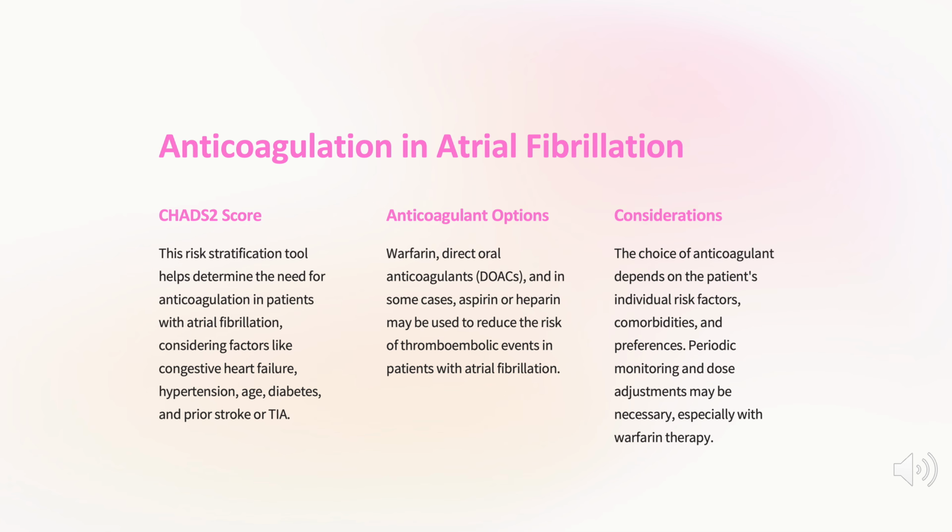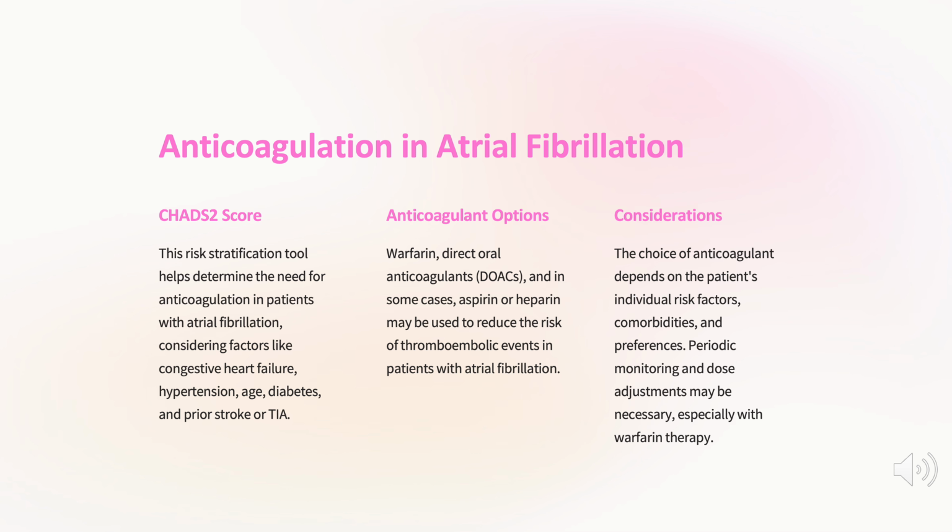Navigating anticoagulation in atrial fibrillation involves several considerations. CHADS2 score: this tool evaluates risk factors like congestive heart failure, hypertension, age, diabetes, and prior stroke, or TIA, to assess the need for anticoagulation.